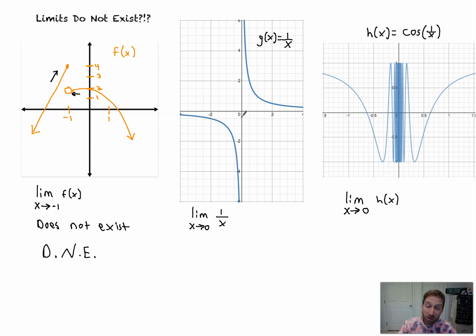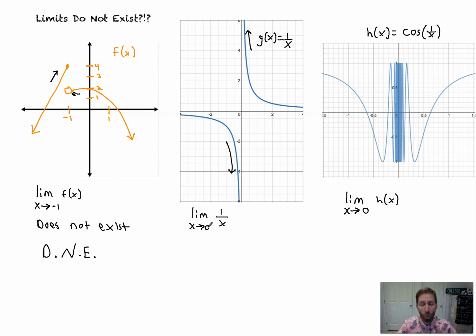Here, we've got two reasons why the limit doesn't exist at 0. We've got the limit as x approaches 0 of 1 over x. Well, at x equals 0, we do not have the same y value we approach. As we approach from the left side, look at that graph, it's going way down. And as we approach from the right side, that thing is going way up.